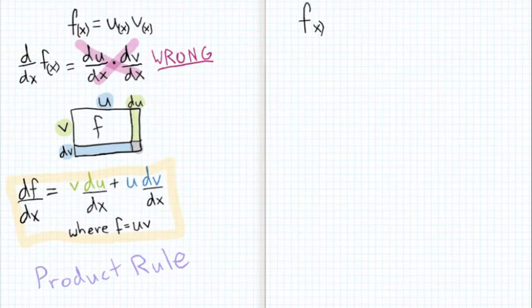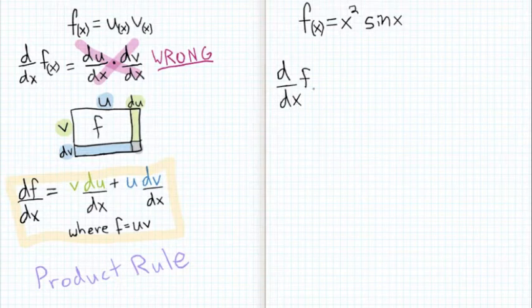So now that we've derived the product rule, let's use it for an equation f of x equals x squared times sine of x. And we want to find the derivative of f, so df dx. So in my equation, my two factors are x squared, which we'll call u, and sine of x, which we'll call v. And so from the product rule, I know that the derivative of uv is v times the derivative of u, or u prime, plus u times the derivative of v, or v prime.